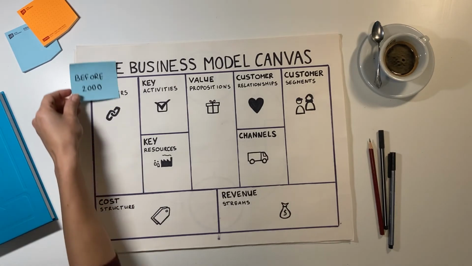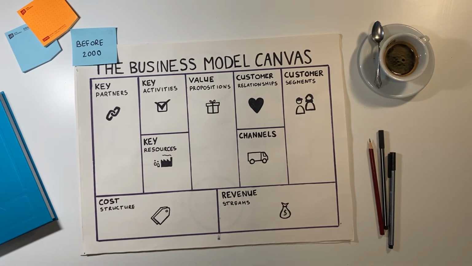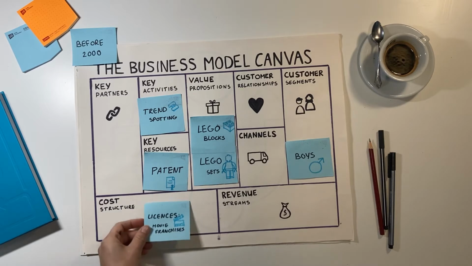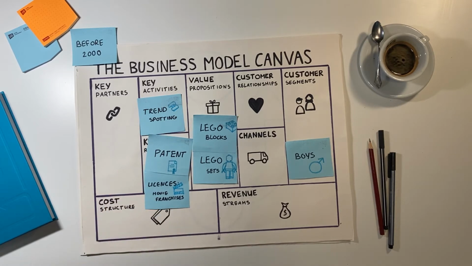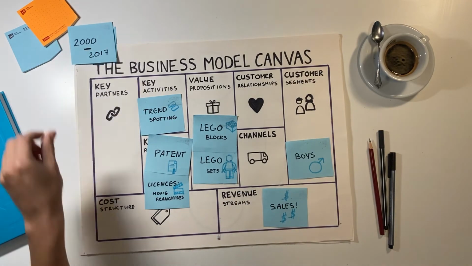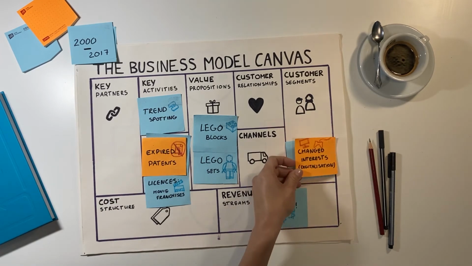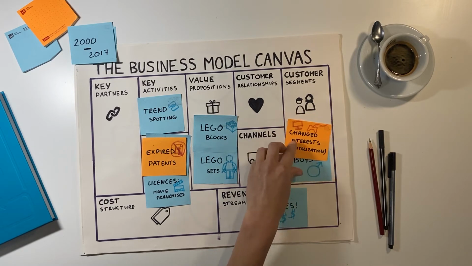Before 2000, Lego focused on making sets with their famous patented Lego blocks for boys. They specialized in the creation and spotting of toy trends. For example, Lego had licenses on making Star Wars toys and for other movie franchises. This resulted in big sales. But in 2000, Lego went almost bankrupt because their patent expired. And their customers' interest changed to digital toys like video games.